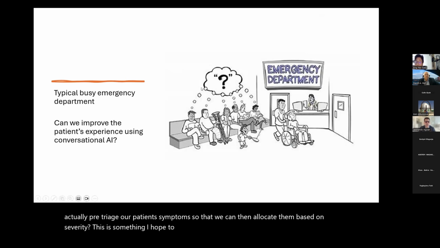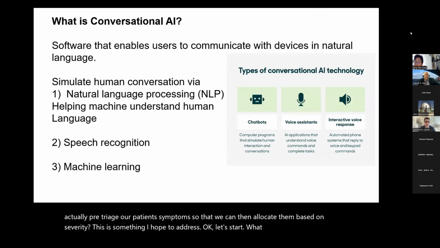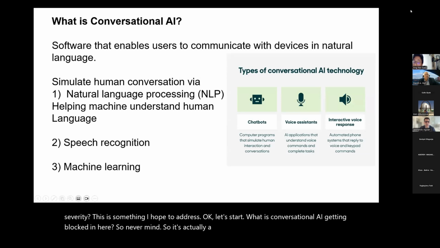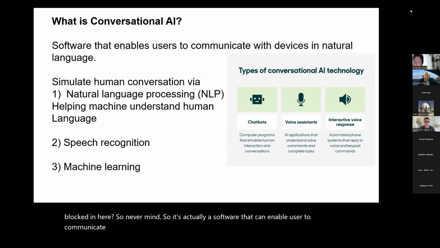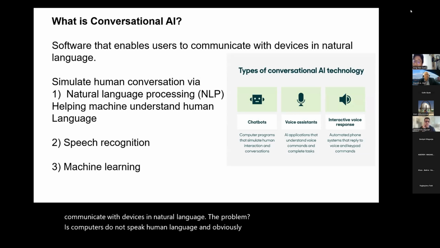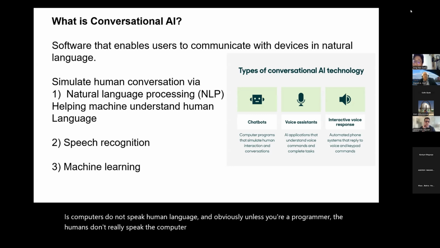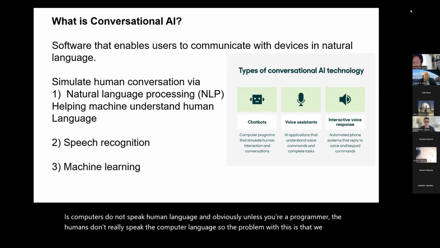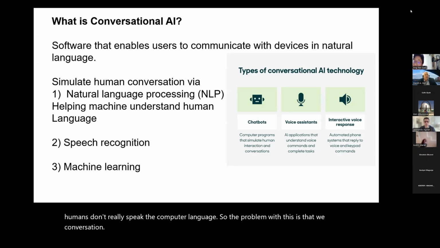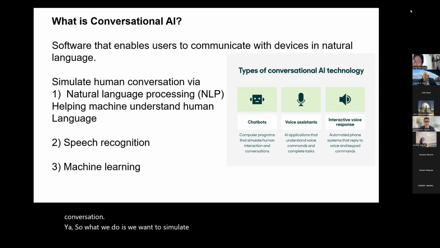Okay, let's start. What is conversational AI? It's software that enables users to communicate with devices in natural language. The problem is computers do not speak human language, and obviously, unless you're a programmer, humans don't really speak the computer language. So what we do is we want to simulate human conversation. It's something like Siri.